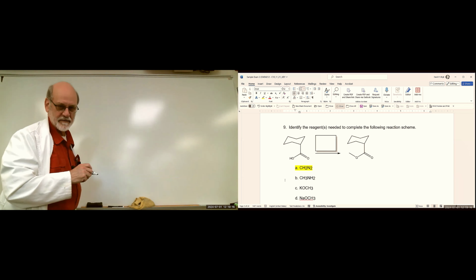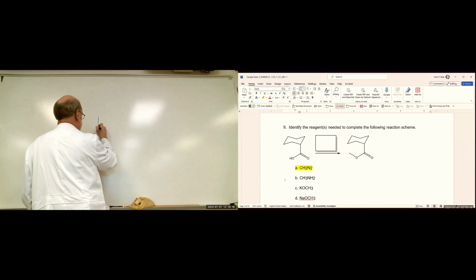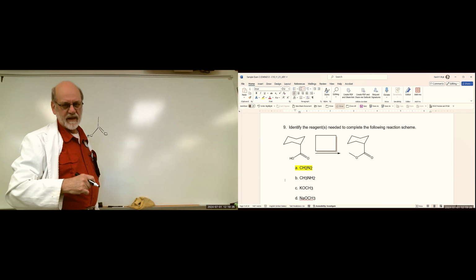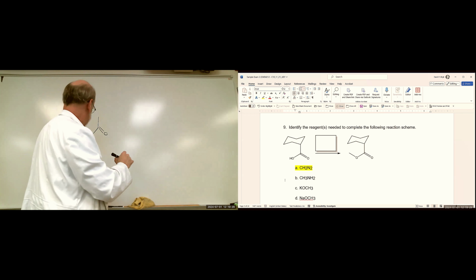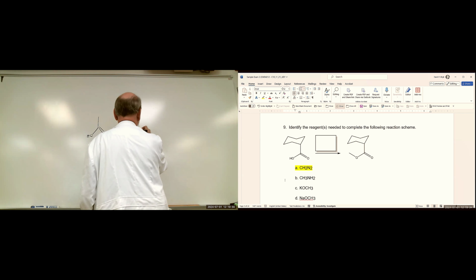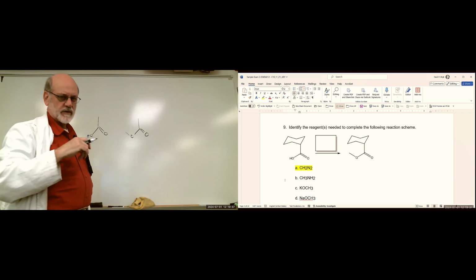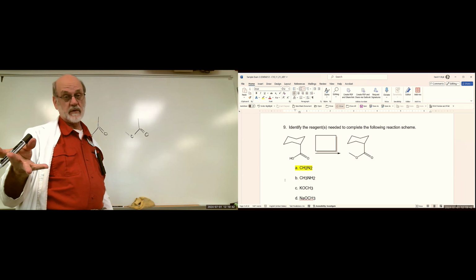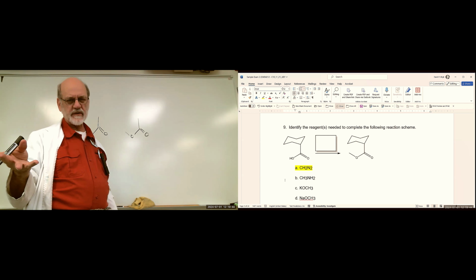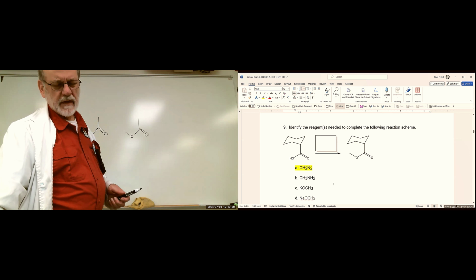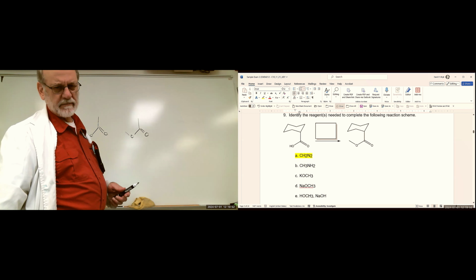Let's see. So we can just draw this part of the molecule here. The rest of it is irrelevant. And then what is going to give us this? It's going to form an ester, right? We need a methyl group on that. So what will give us a methyl group? If we use, let's work from the bottom.